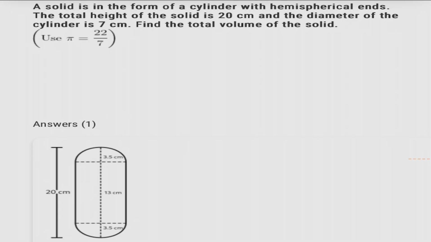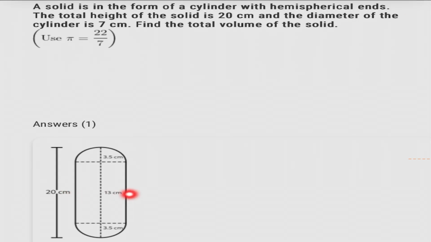In today's class, we shall be studying one of the numericals in mathematics, which is the most important one with respect to your exams. A solid is in the form of a cylinder with hemispherical ends. So, a solid, it is in the form of a cylinder and the ends are in the shape of hemisphere. So, the total height of the solid is 20 centimeter. That is from the top most end to the bottom, the total height is 20 centimeter.